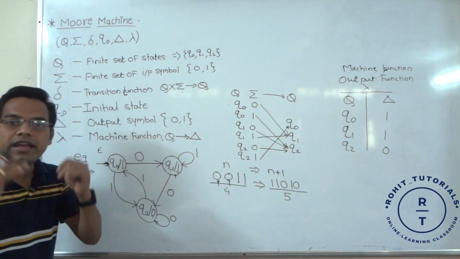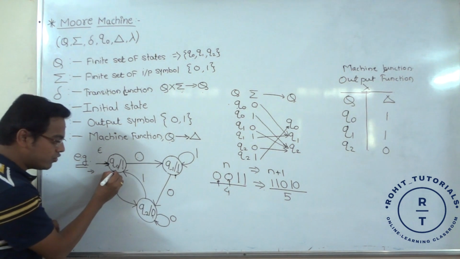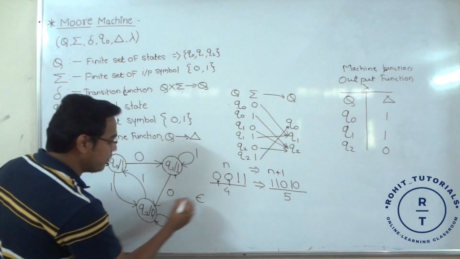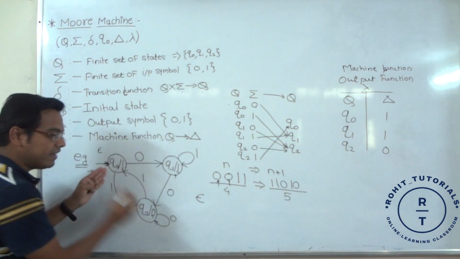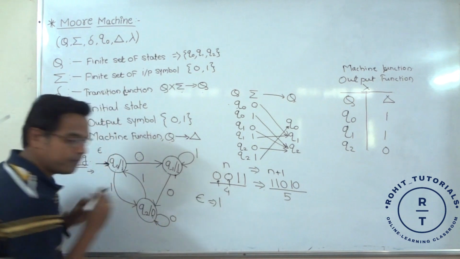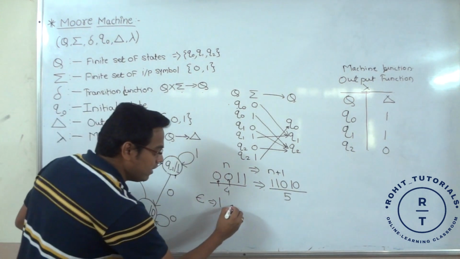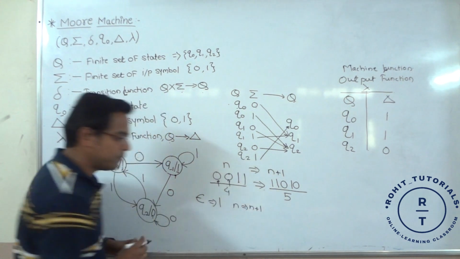Without having any transition, if the finite automata is at Q0, it gives you output 1. If you provide an empty string, that is epsilon, to this finite automata, it reaches the initial state, and at the initial state the output is 1. This is nothing but, when we provide a string of n length, it gives output as n plus 1.